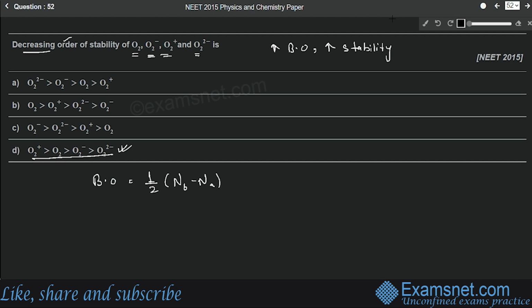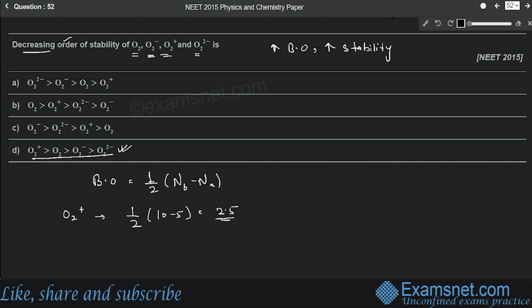Okay. So now to find out the number of bonding and anti-bonding molecular orbitals, you should know how to write the electronic configuration. So I'm assuming that you already know that. Here O2 plus, the number of bonding molecular orbitals will be 10 and that of anti-bonding molecular orbitals will be 5. So here the bond order will be half into (10 minus 5), that means half into 5, so 2.5. So bond order for this is 2.5.